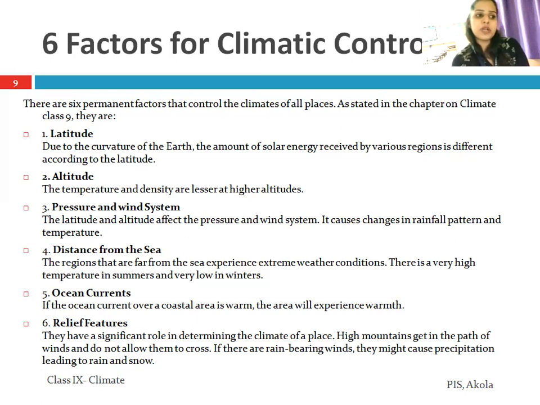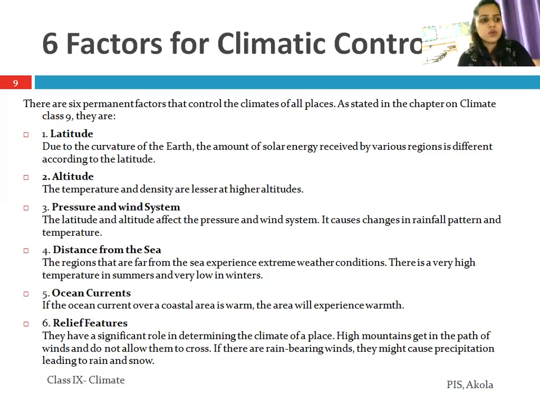Moving ahead with pressure and wind system, the altitude and latitude affect the pressure and wind system, and it causes changes in rainfall pattern and temperature. The fourth climatic control is the distance from sea, which talks about the regions that are far from sea experiencing extreme weather conditions. There's a very high temperature in summers and very low in winters. This refers specifically to the places which are at a distance from sea.